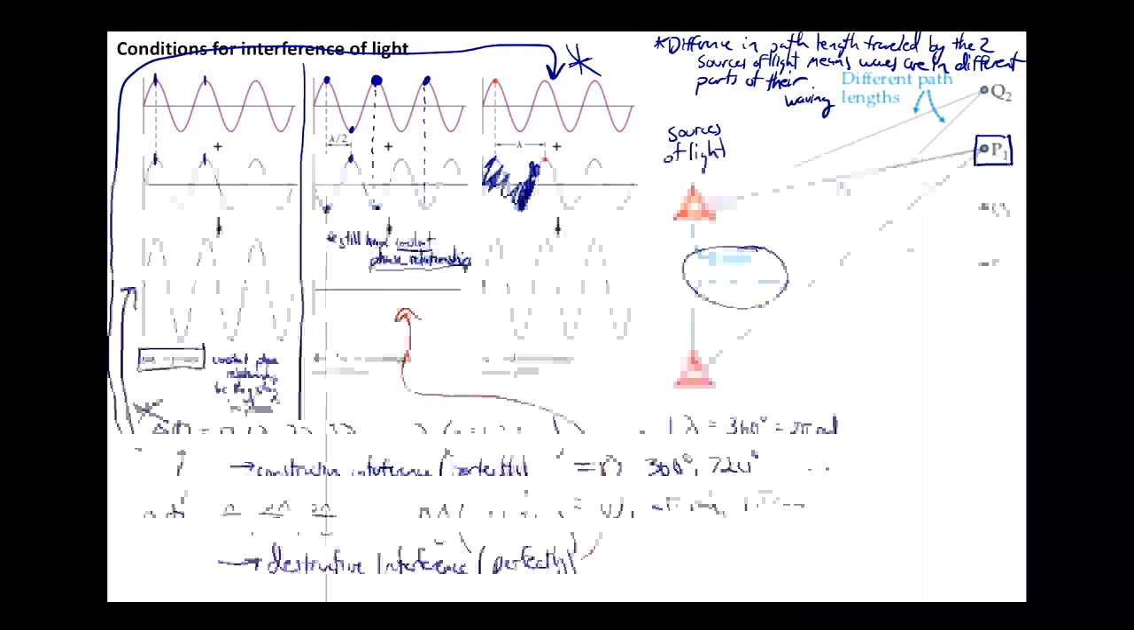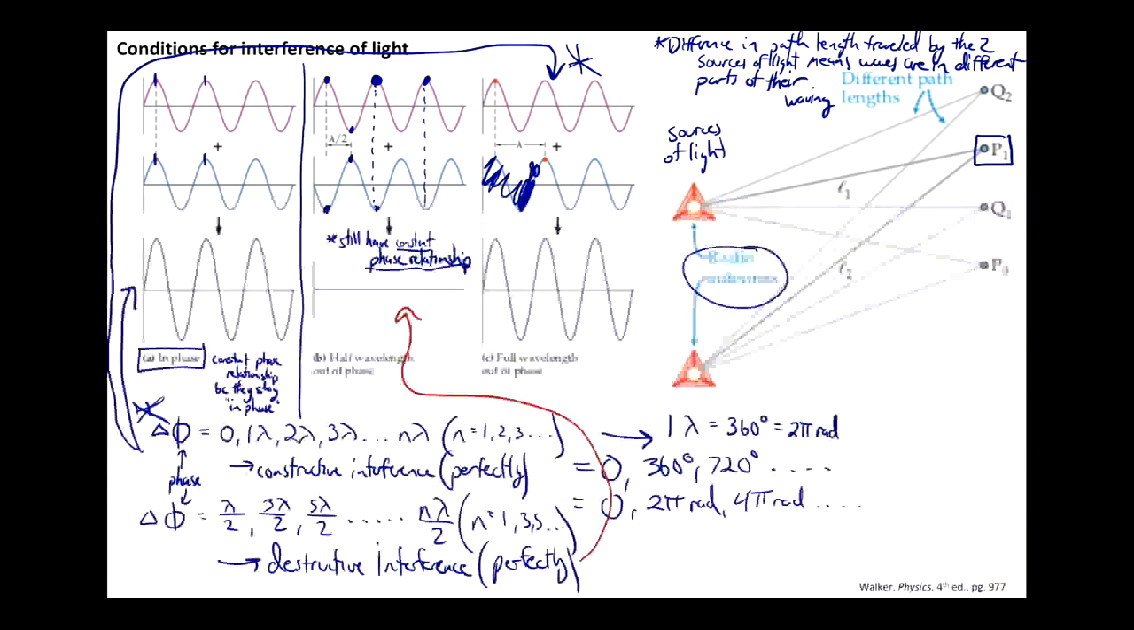So let's re-express this perfectly constructive relationship one other way based on a difference in path length. So we will say if delta L, the difference in the distance traveled, is equal to n lambda, where n is equal to 0, 1, 2, 3, and so forth. Any integer multiple of the wavelength, you'll get perfectly constructive interference.